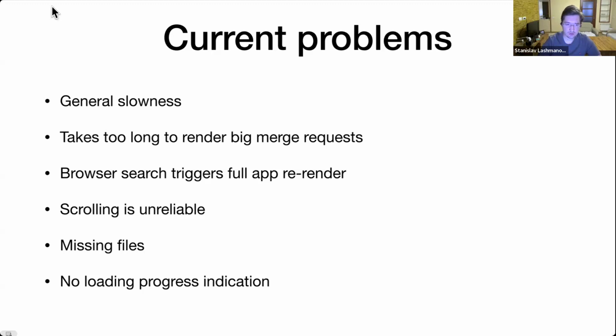Because of issues with client-side rendering, we've applied virtual scrolling to render diffs, but it also brought several bugs like unreliable scrolling and missing files in your viewport. And the virtual scrolling also doesn't work with in-browser search. So if you press Ctrl F, we actually have to fully re-render your whole app, which causes a browser freeze for about 5-10 seconds.